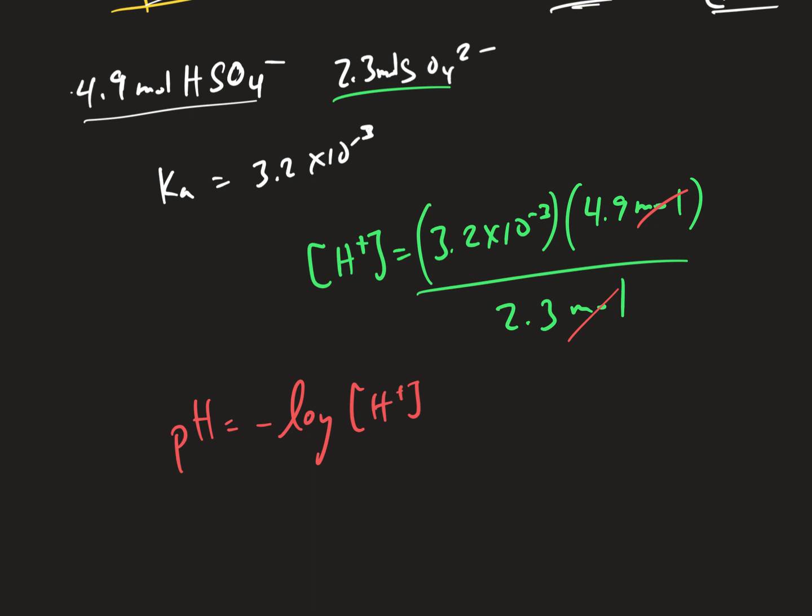I got 2.16 for the pH. That's probably wrong, because it's going to be closer to 7, is my guess, if it's weak acid, weak base, but that's okay. You get the idea?